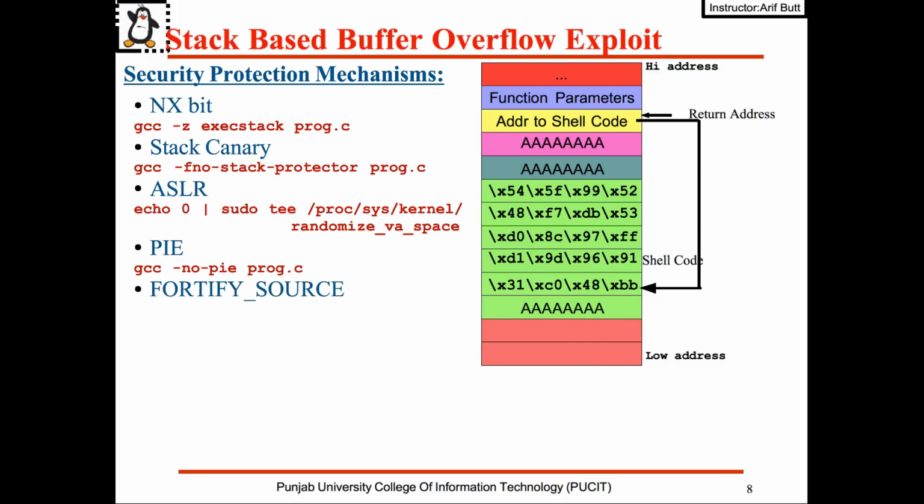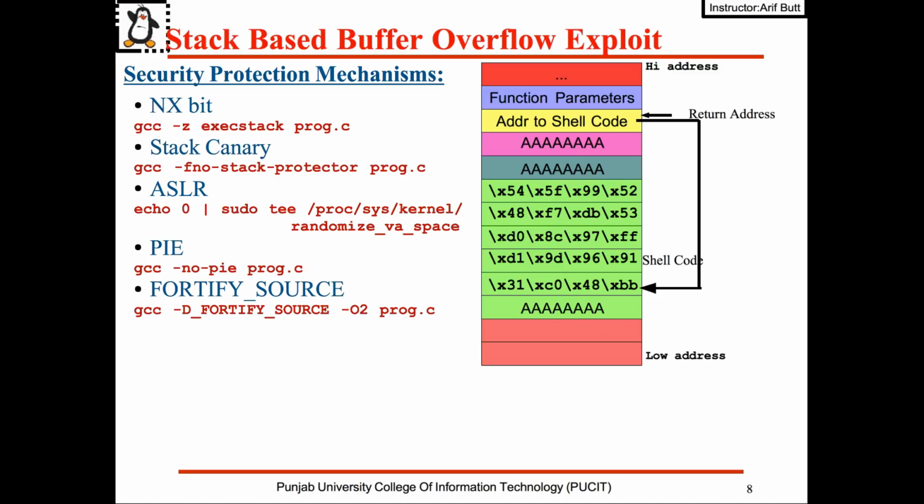And the last is FORTIFY_SOURCE. It is a macro that detects buffer overflows in functions like strcpy, strcat, gets, memcpy, sprintf, and so on. If your program statically copies a larger string into a small buffer, it gives you a warning during compilation. And if your program assigns a larger string to a small buffer during runtime, as we have just seen, it will raise a buffer overflow exception along with maybe a segmentation violation as well.